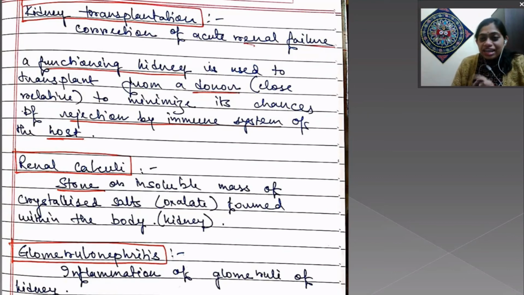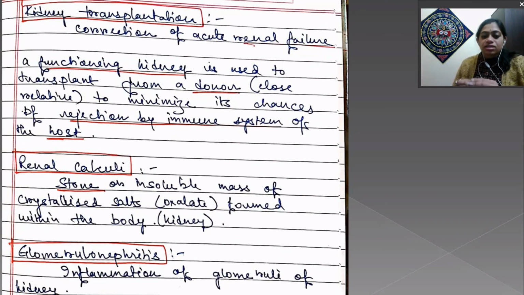Next is renal calculi. So it is stone. सो ये बहुत ही कॉमन है किडनी स्टोन. So stone or insoluble mass of crystallized salt. So these are mainly oxalate salts. Okay, so crystallized salts are formed within the body. That means kidney के अंदर ये crystallized salts बन जाते हैं oxalate, and ये form करता है stones, and it is called renal calculi, right?